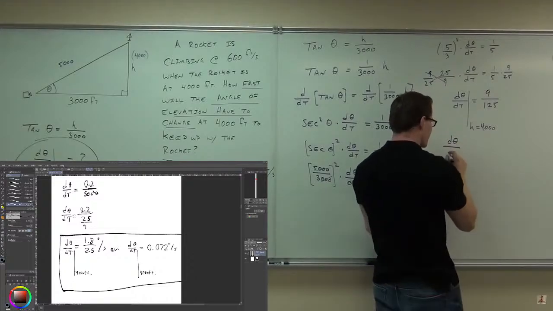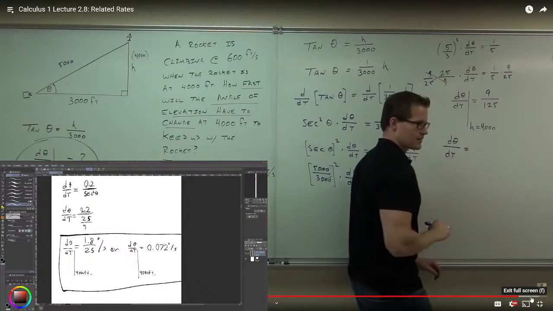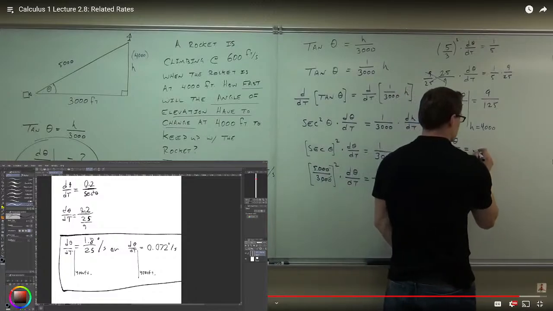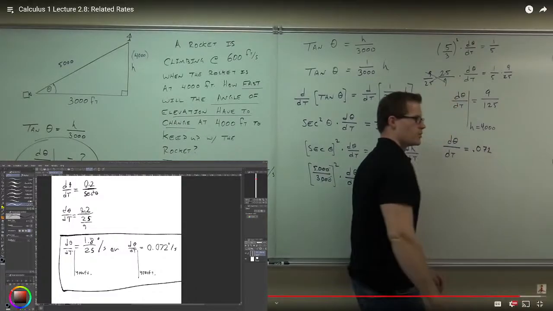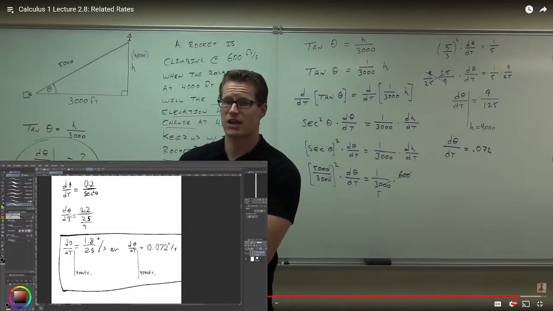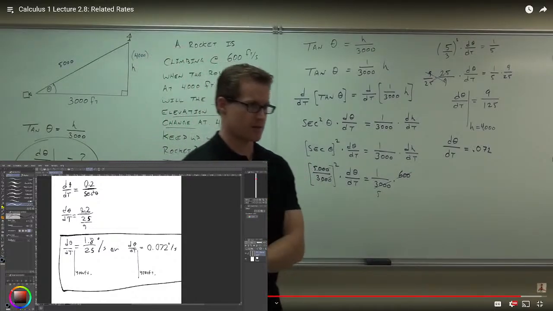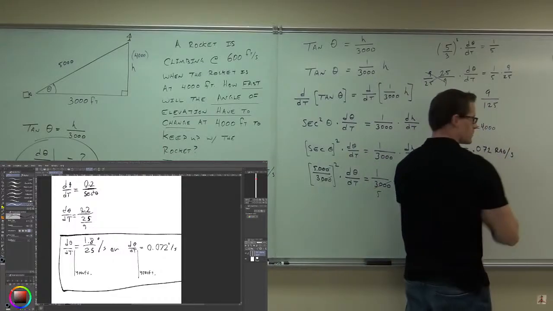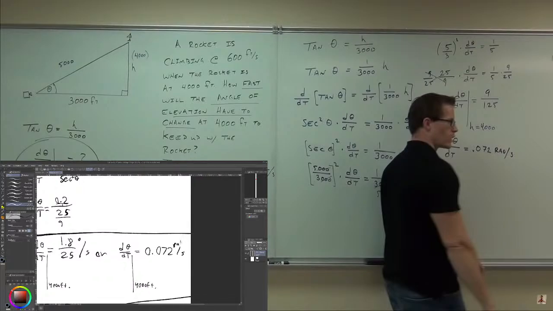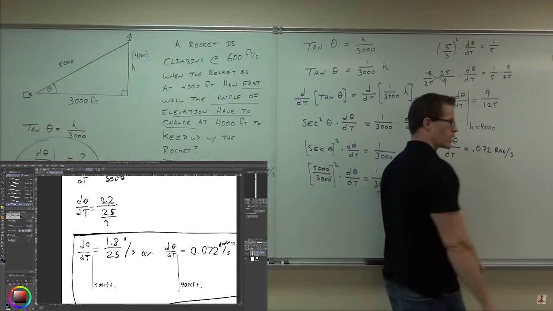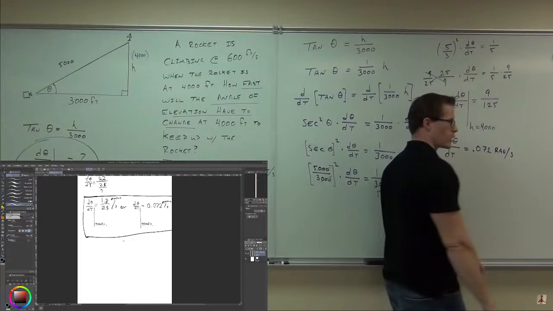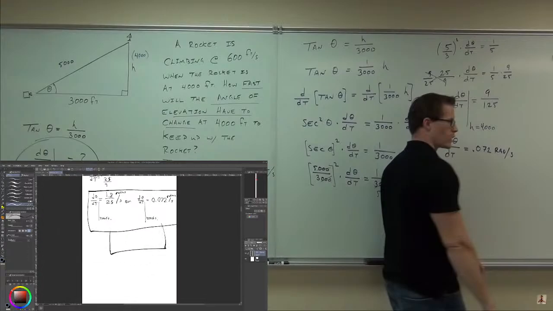Don't all talk at once here. 0.072. This right here, what you just gave me, is going to be in radians per second. Radians, not degrees. Could you please translate that into degrees? Because if I say 0.072 radians per second, you really can't grasp that, can you? It's hard for us because we don't really deal with radians all that much. Translate that into degrees for me.